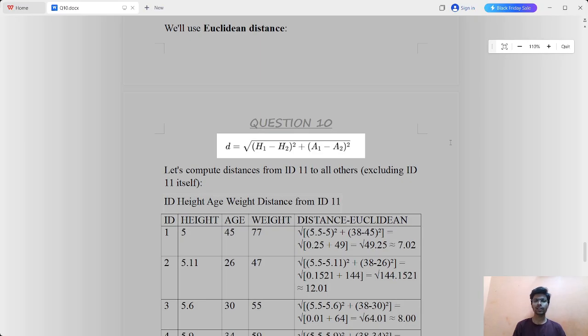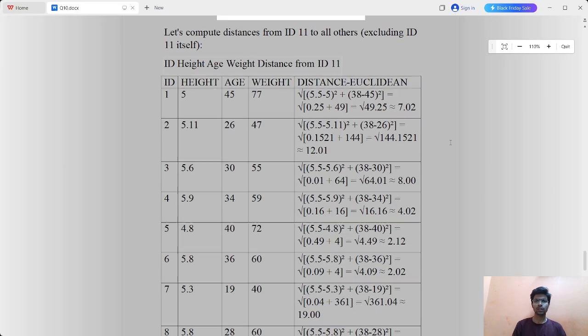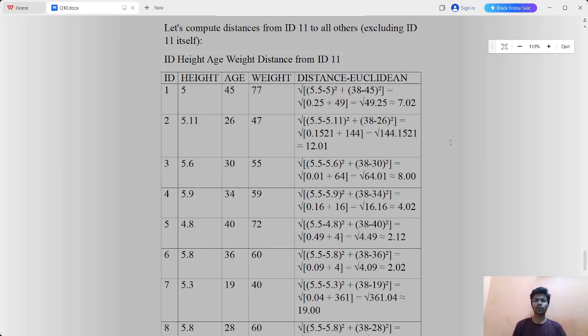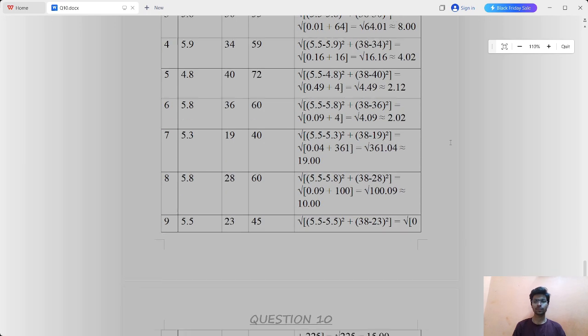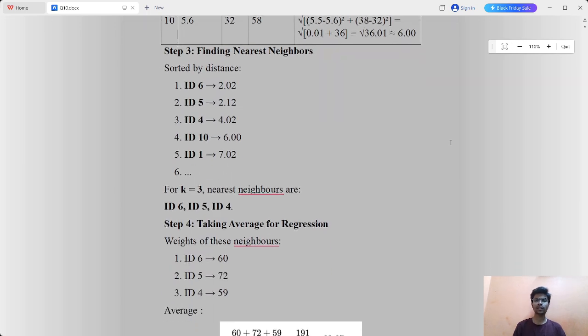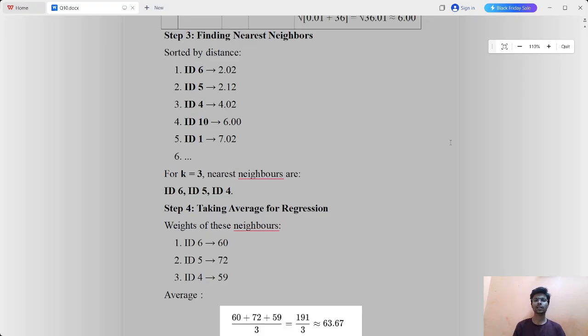We will use the Euclidean distance, using this formula. We have a chart here with 5 columns: ID, height, age, weight, and Euclidean distance. Finding the nearest neighbors, sorted by distance: ID 6 equals 2.02, ID 5 equals 2.12, ID 4 equals 4.02, ID 10 equals 6.00, and ID 1 equals 7.02.